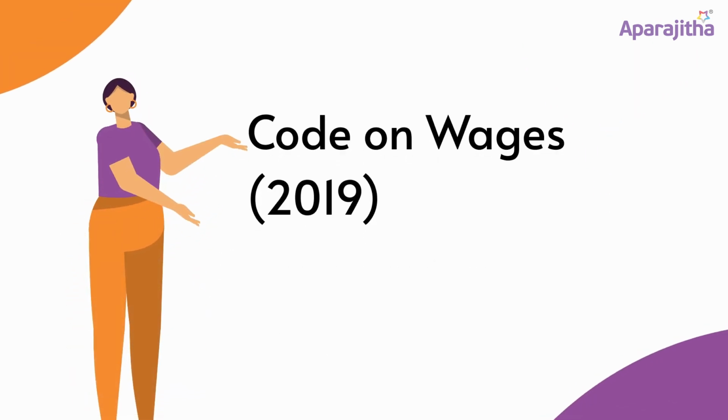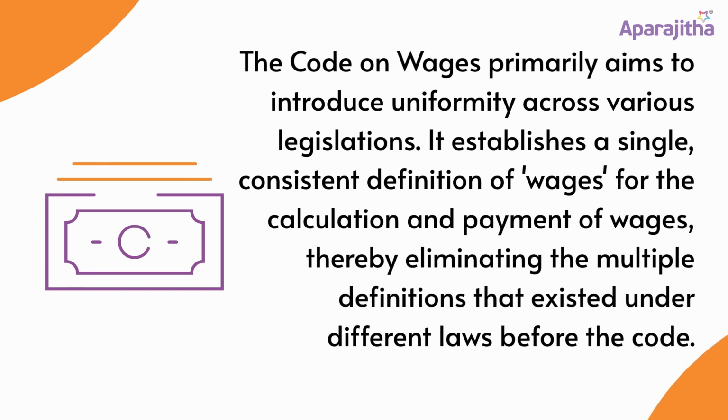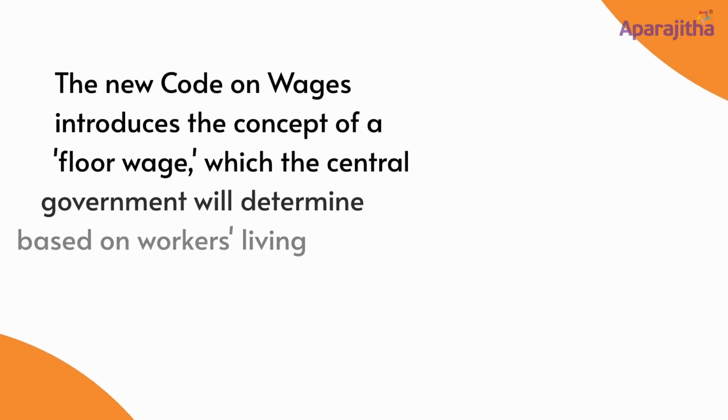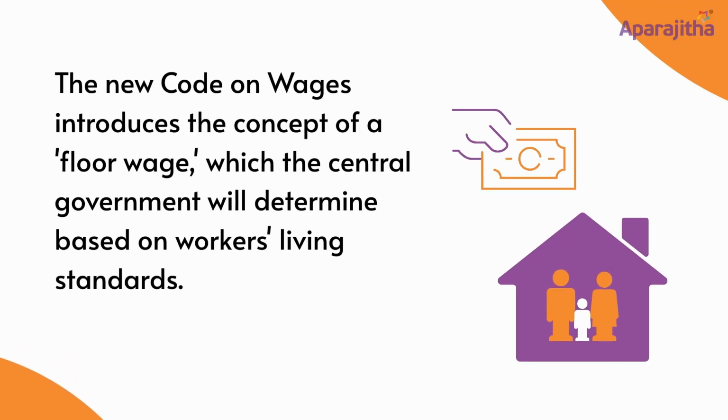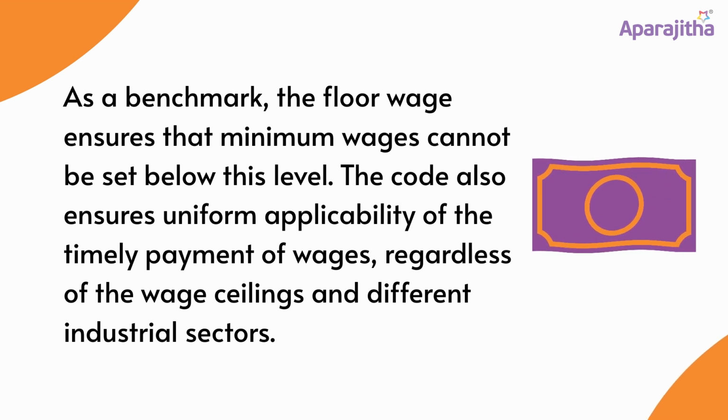Code on Wages, 2019. The Code on Wages primarily aims to introduce uniformity across various legislations. It establishes a single, consistent definition of wages for the calculation and payment of wages, thereby eliminating the multiple definitions that existed under different laws before the code. The new Code on Wages introduces the concept of a floor wage, which the central government will determine based on workers' living standards. As a benchmark, the floor wage ensures that minimum wages cannot be set below this level. The code also ensures uniform applicability of the timely payment of wages, regardless of the wage ceilings and different industrial sectors.